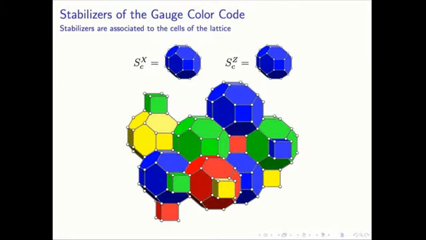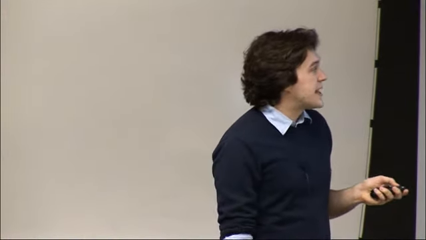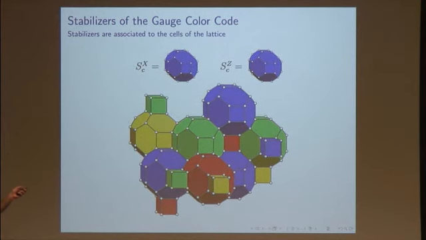Right, and so the stabilizers of the gauge color code. I'm still going to talk about this as a stabilizer code for now, and then I'll tell you what a subsystem code is shortly. So the stabilizers are associated to the cells of the lattice. So you pick a cell. Here's a picture of a cell. And every qubit that touches this cell has a tensor product of Pauli X's, so we have the tensor product of Pauli X's on all the qubits that touch that cell.